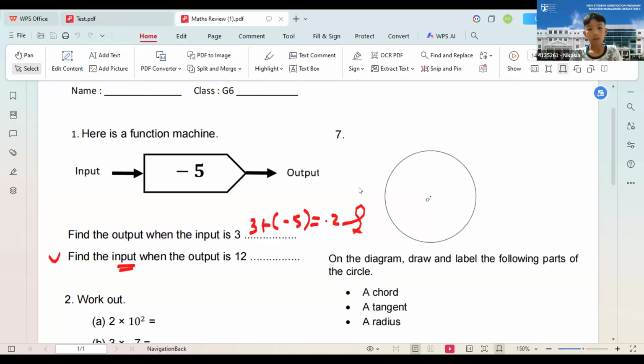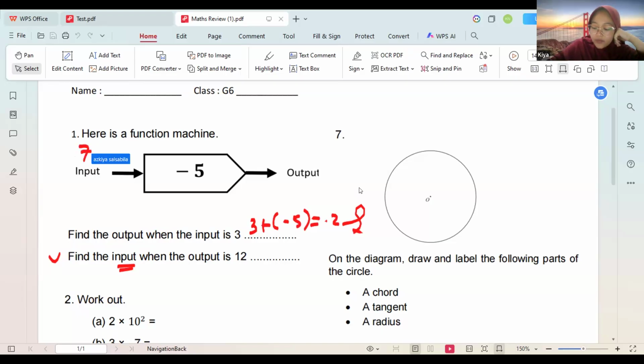7. Okay, if I place 7 in the input, what is the answer for the output? 12? Are you sure? No. 7 minus 5 is 2. Yeah, the output should be 2. But now I want the output to be 12. So please think again. What input can I use to get the output 12?